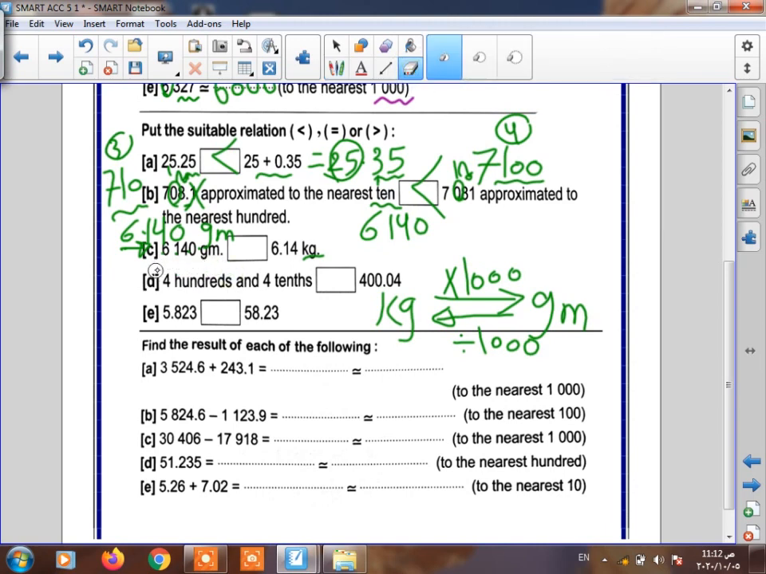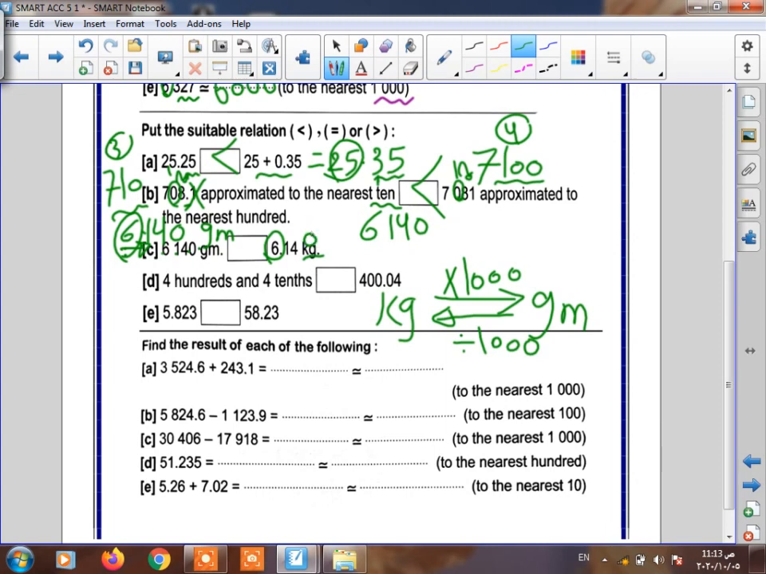Now I can compare between the two sides. If I have two decimal numbers, compare the whole numbers. Here I have 6, here I have 6, equal. Move to the decimal places. Here I have 140, here I have 14. The places must be equal. I have 3 places here, I have 2 places here.